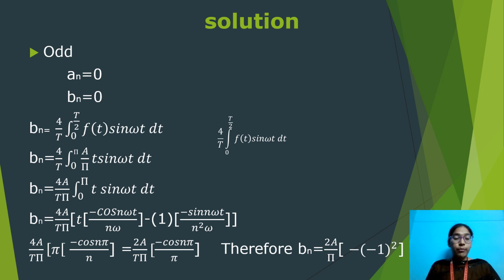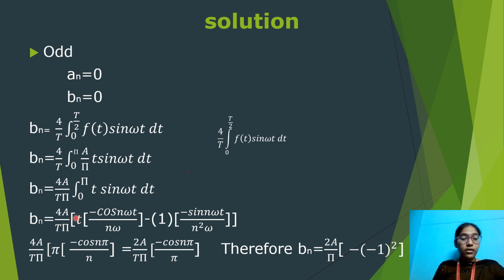Here we apply the integration by parts formula, integral u dv. The formula is integral of uv equals u integral v dt minus integral of u dash times integral v dt. So we substitute this formula here.